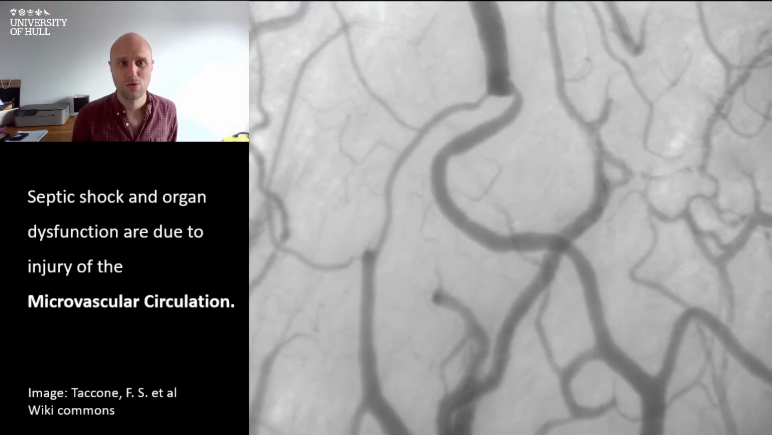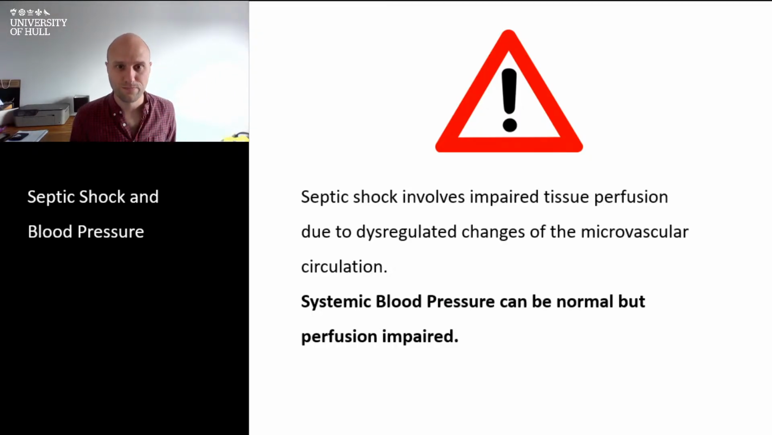Now, the focus of this tutorial is really to think about the microvascular circulation. So we've got a failure of perfusion that is in part gross and occurring all around the body, but really a lot of the issues that we have with sepsis are at that much smaller level, right down at the capillary level.